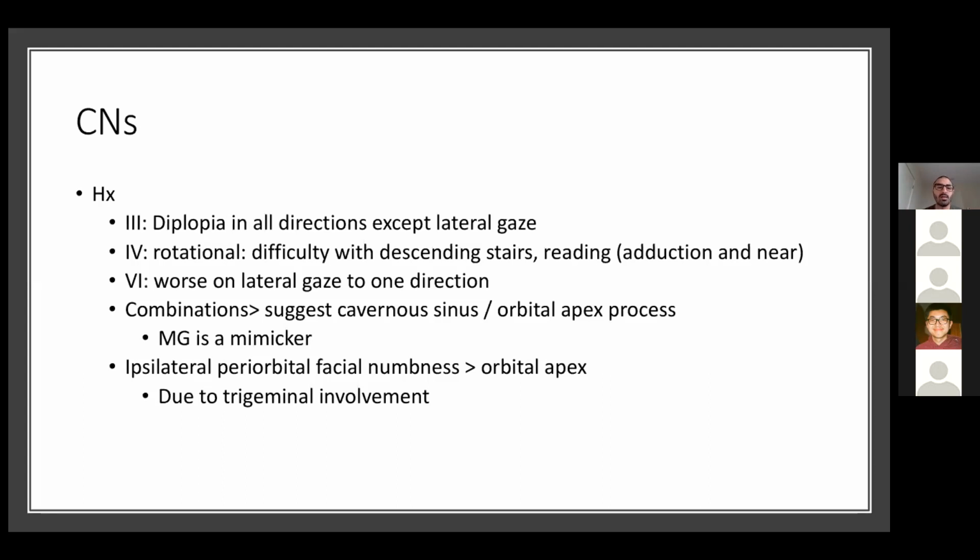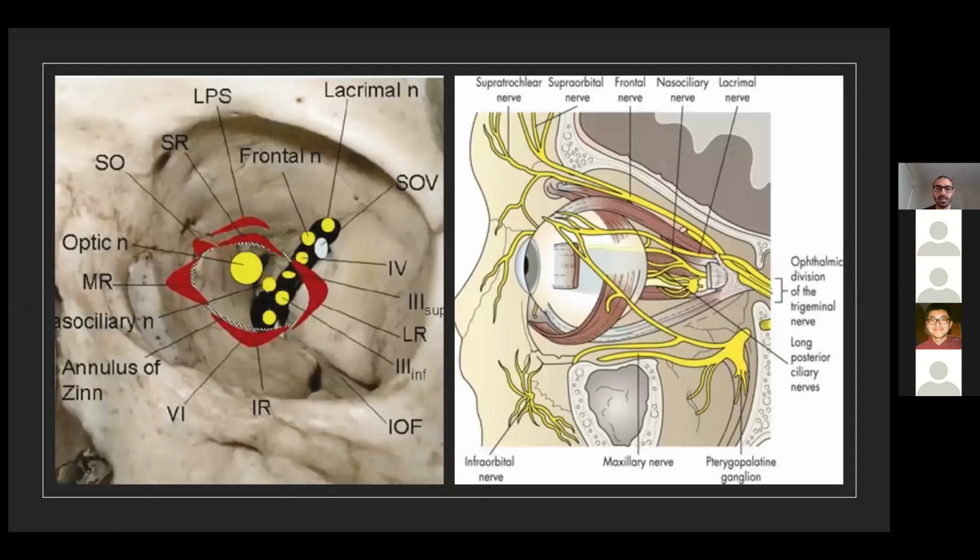However, keep in mind, myasthenia gravis is a mimicker here and can present with what appears as multiple cranial nerve involvement. Here we can see the orbital apex. As we can see, the nerves are running close to each other here. So if we imagine there is a tumor here, it's likely to involve more than one nerve.